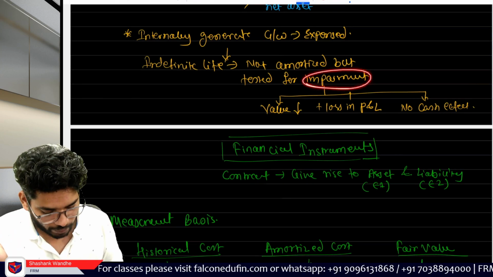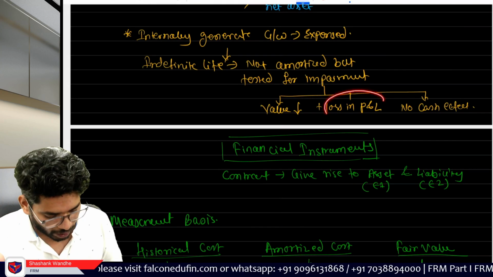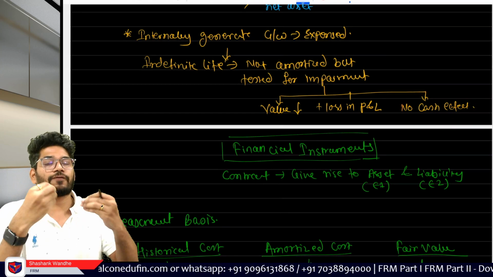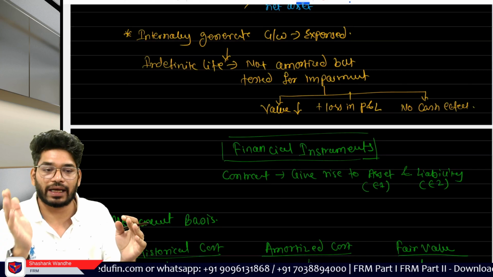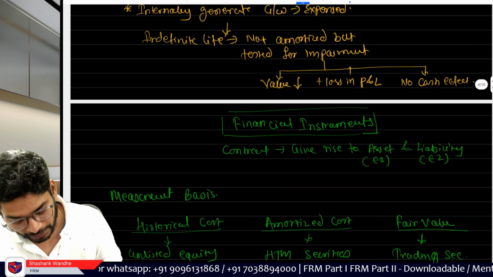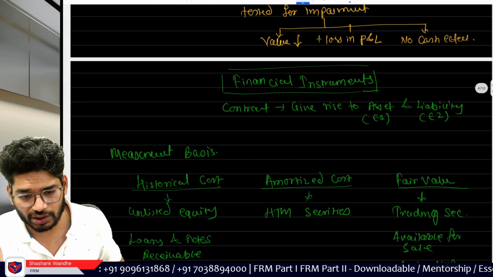Now, when the goodwill impairs, the value of the goodwill will obviously come down. The loss will be booked in the P&L, and because this is just a figure in the balance sheet, there is no cash implication. There won't be any effect in the cash statement. This is what you need to remember. Goodwill should be tested for impairment at least annually, which we already discussed.